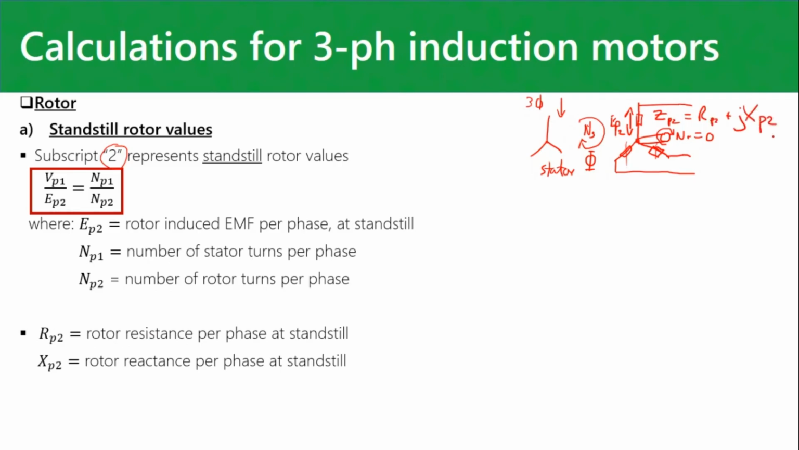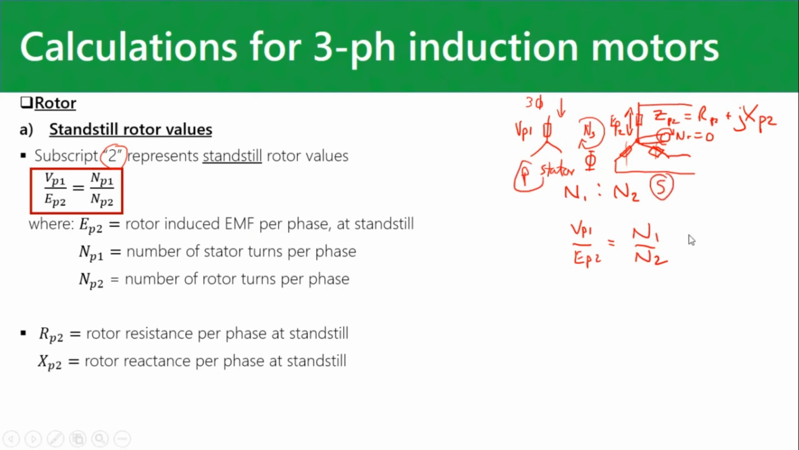jXP2. Sometimes, if we're dealing with a wound rotor, it works virtually like a transformer. They give you the turns ratio N1 to N2, just like a transformer, and then you can work out EP2 in some cases. So VP1, the voltage per phase, over EP2 will equal N1 over N2, just like a transformer, primary, secondary.